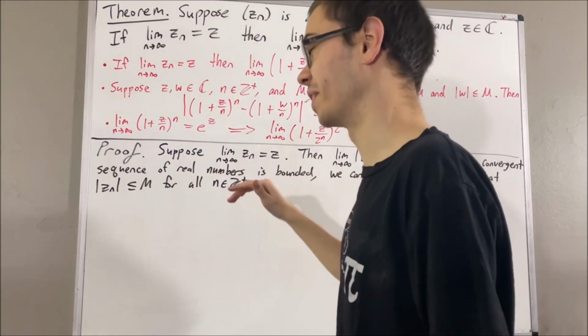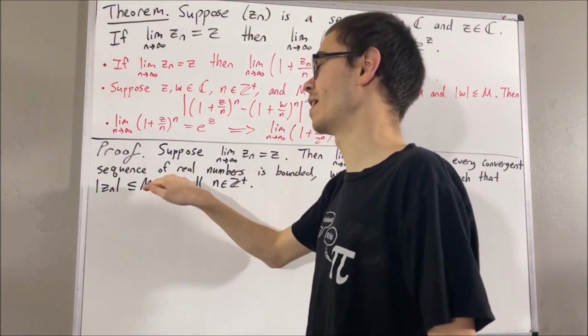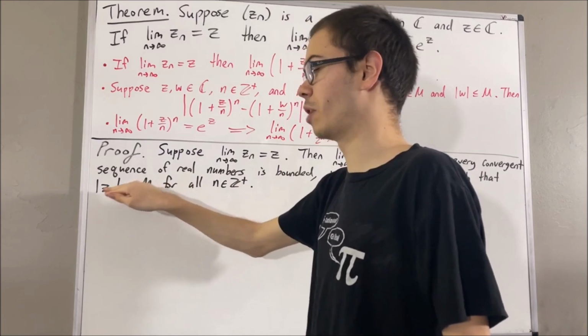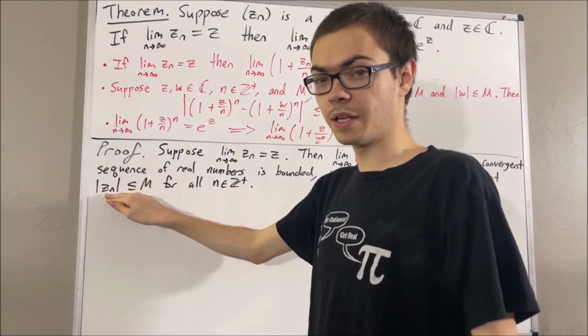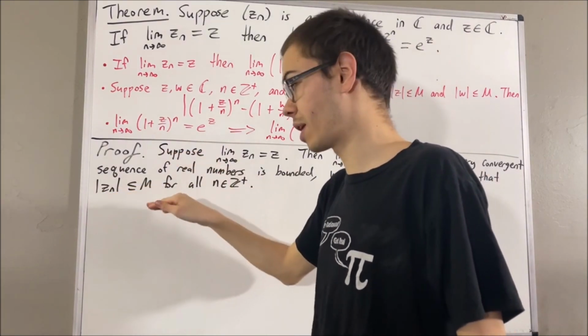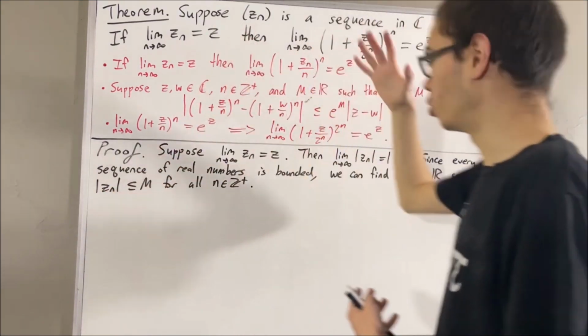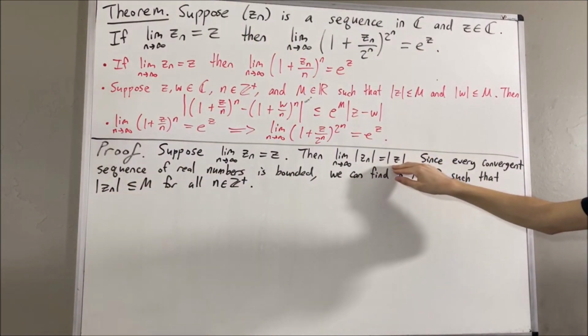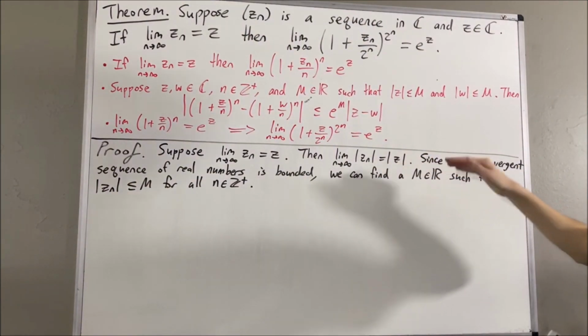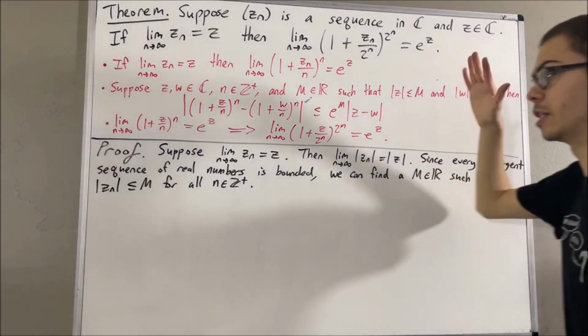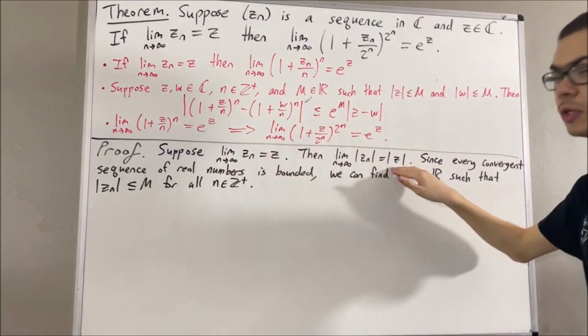Now, certainly, because we can find a real number that is greater than or equal to every term of this sequence, then we can also find a real number that is not only greater than or equal to every term of this sequence, but also greater than or equal to the absolute value of Z. So we'll assume that the real number capital M that we found is also greater than or equal to the absolute value of Z.